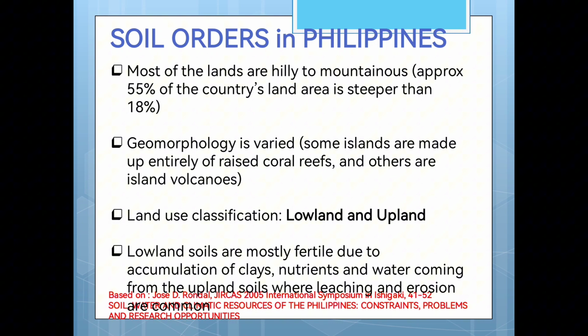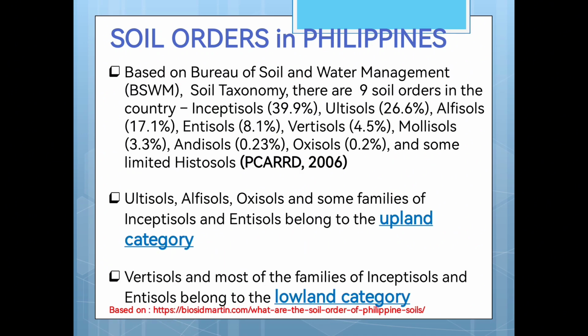This is based on the report by Jose de Rondal from JERCAS 2005. So I put it there, guys, in case you would like more information. So based on the Bureau of Soil and Water Management, or the BSWM, soil taxonomy, there are 9 soil orders in the country. You remember we discussed about the 12 soil orders, but then in the Philippines, 9 of those 12 soil orders exist.